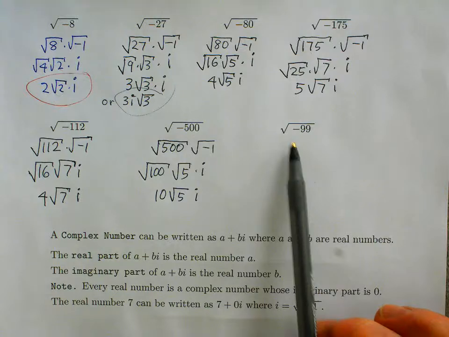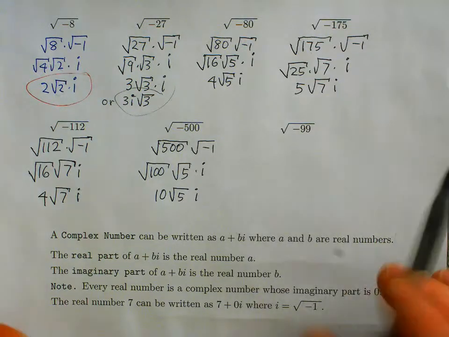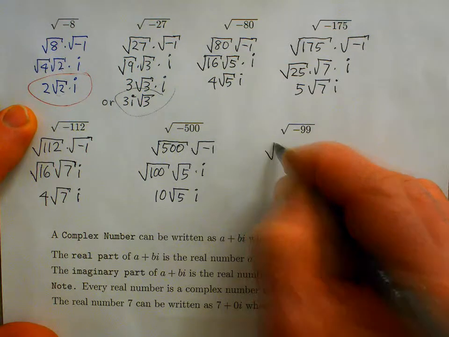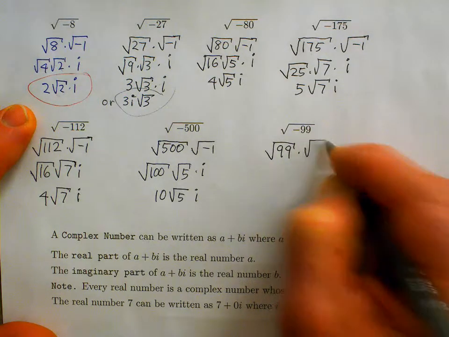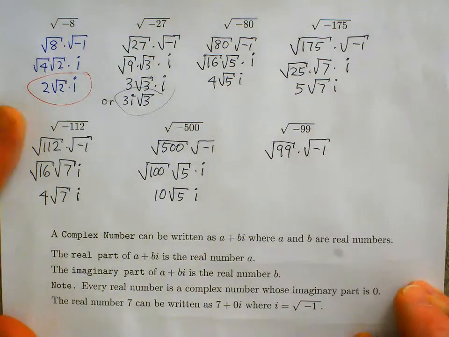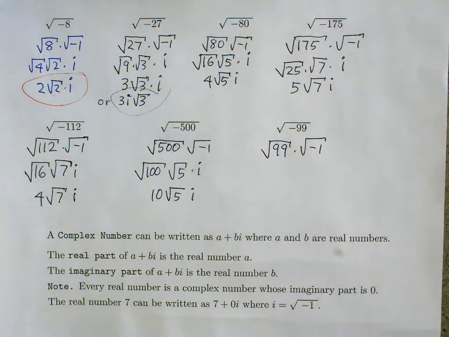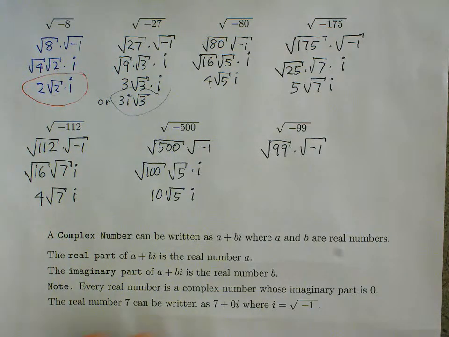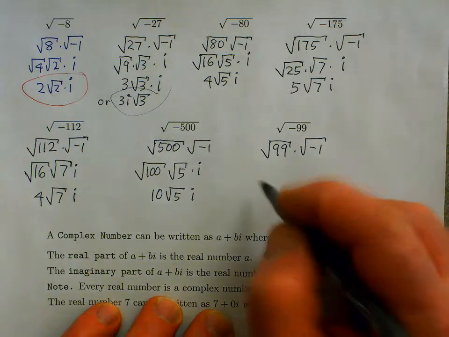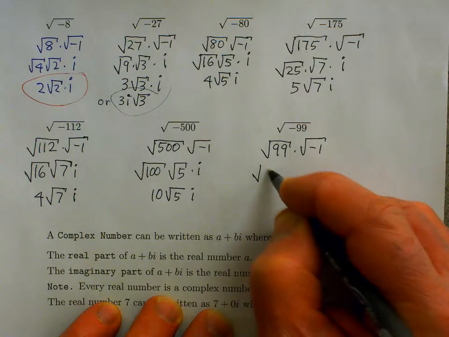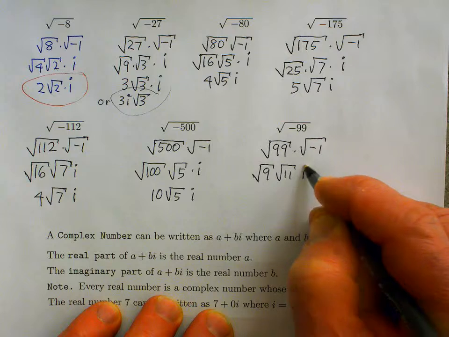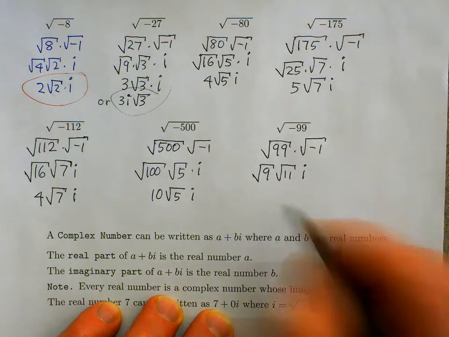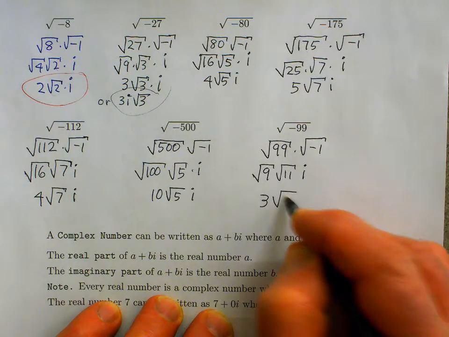Okay, the next one, the square root of -99. First step, write it as the square root of +99 times the square root of -1. And the largest factor of 99 that is a perfect square is 9. 9 times 11 is 99. So we write the square root of 9 times the square root of 11 times i. The square root of 9 is 3, so we get 3 times the square root of 11 times i.